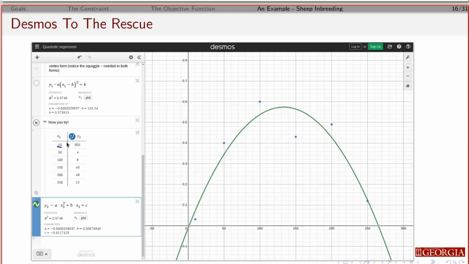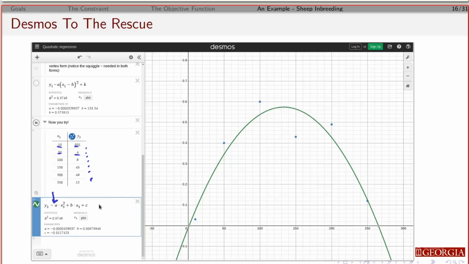So when I had 10 non-inbred sheep, I had 0.031 kilograms of fleece per sheep, 50 kilograms, I had that. I just went through and I entered all those in, and I typed this equation in. What's important is that tilde, and that's going to tell Desmos to do a regression.